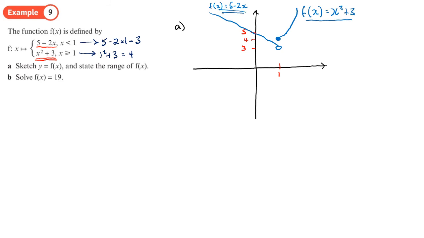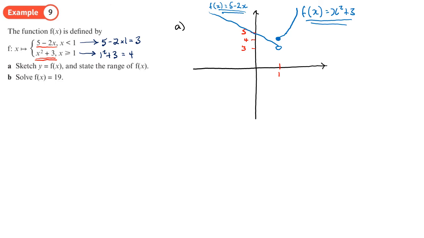Okay, so that's what our sketch looks like. As you go across on your x up to 1, well, 1 actually is part of the x squared plus 3. There's no gap this way. Yes, there is a gap this way, but actually it's not a gap in the range, because this one covers that gap. So that's part A.